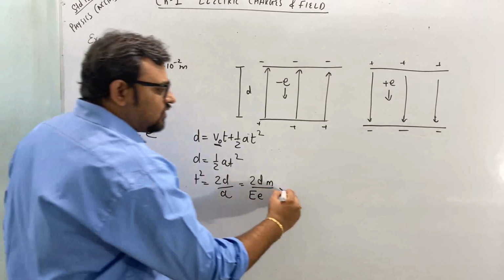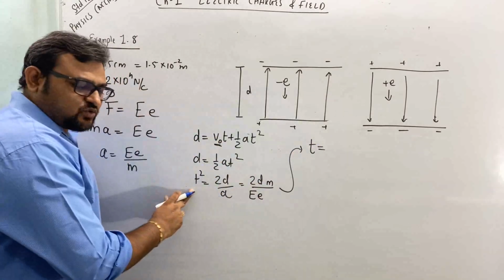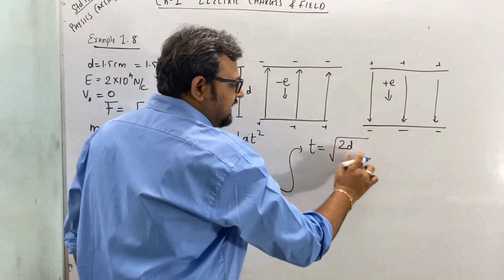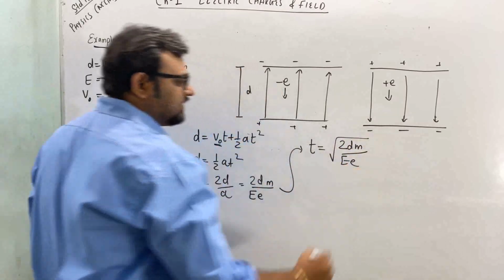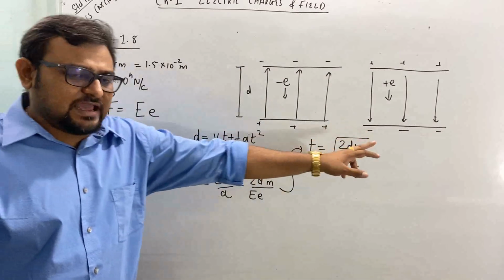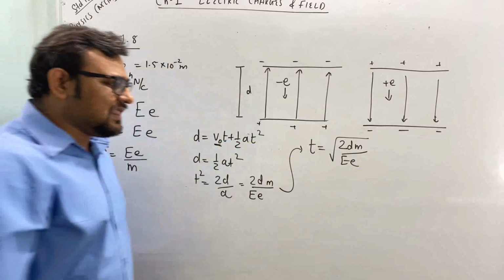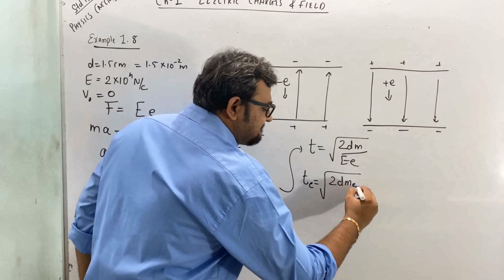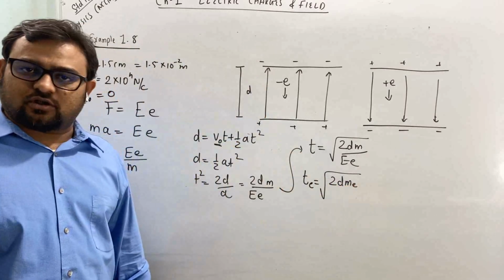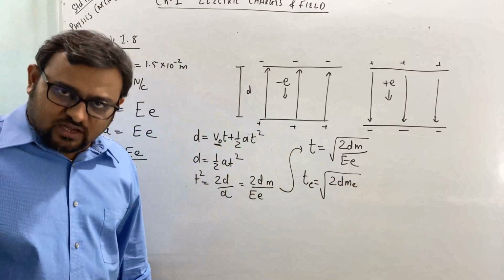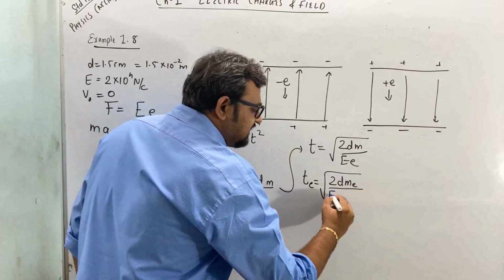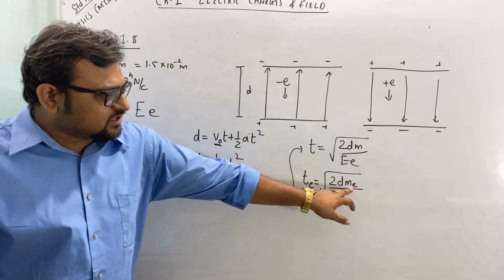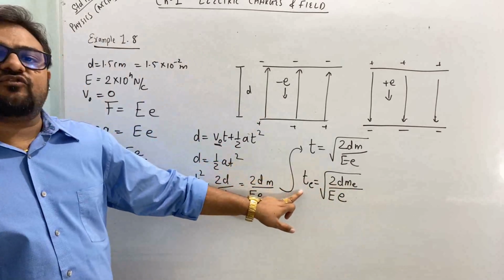So the formula for time t squared will give t equals square root of 2dm upon eE. Clear? The distance d is given. Now, when you have to find out the time for the electron, write down 2dm_e, mass of electron, 9.1 into 10 raised to minus 31, upon e, charge of electron, that is 1.6 into 10 raised to minus 19. So put here the value of mass of electron, you will get the value for time.